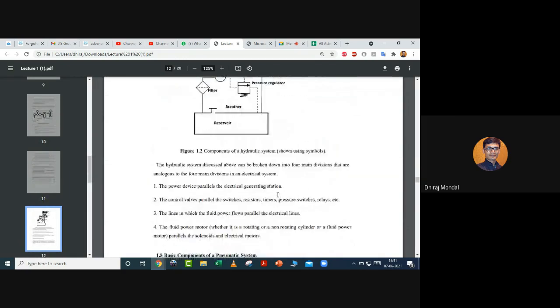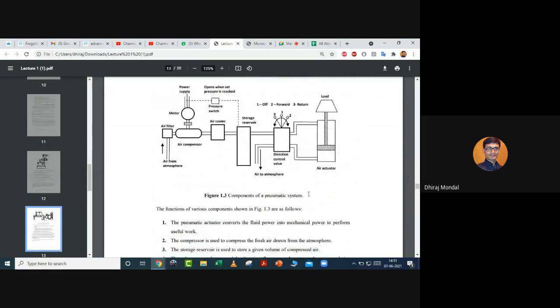The same process is done in the pneumatic system also. Here in the pneumatic system we use a compressor instead of the pump. The compressed air comes from the atmosphere, the air is filtered, and it comes to the air cooler. Here the air is cooled, because I need pressurized air here. Then it comes into the storage system. When it flows this way, the load moves downward. When it flows this way, the load moves upward. I hope it is clear.